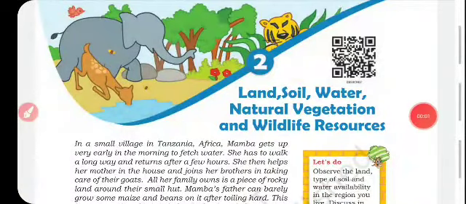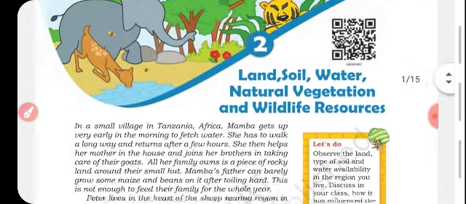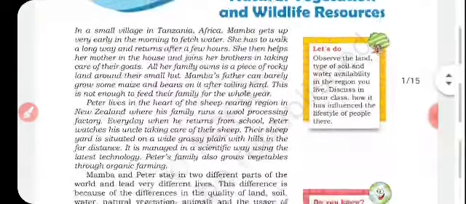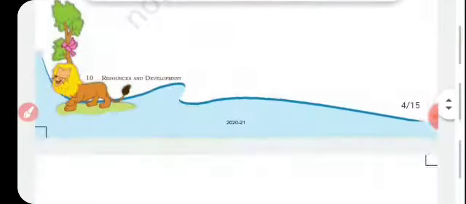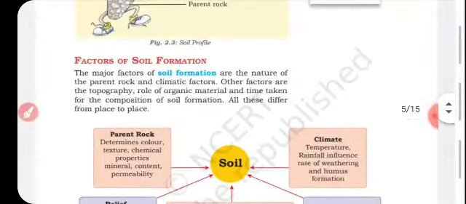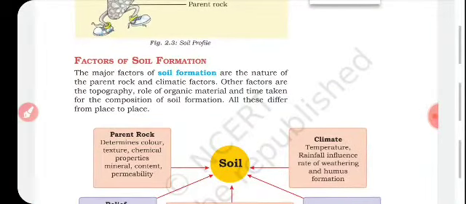Hello guys, now we'll study the NCERT class 8th Resources and Development chapter 2, Land, Soil, Water, Natural Vegetation and Wildlife Resources. Under this we have completed the topic of soil. Now we will see the upcoming topic, that is the factors of soil formation. What are the factors important for the formation of a soil?